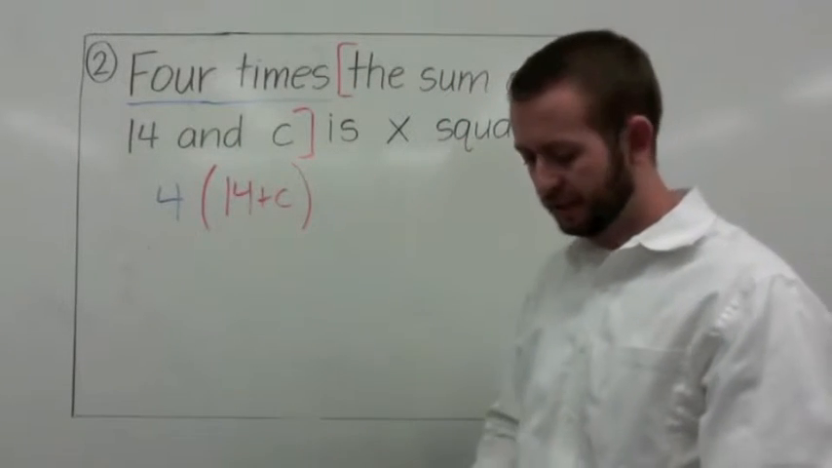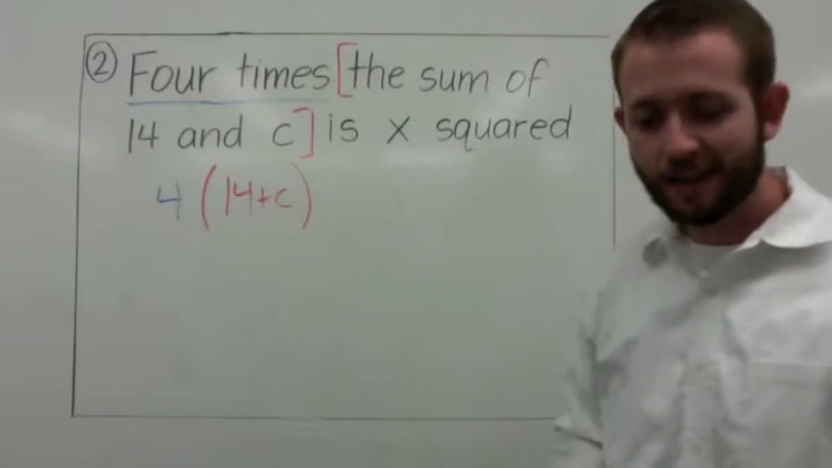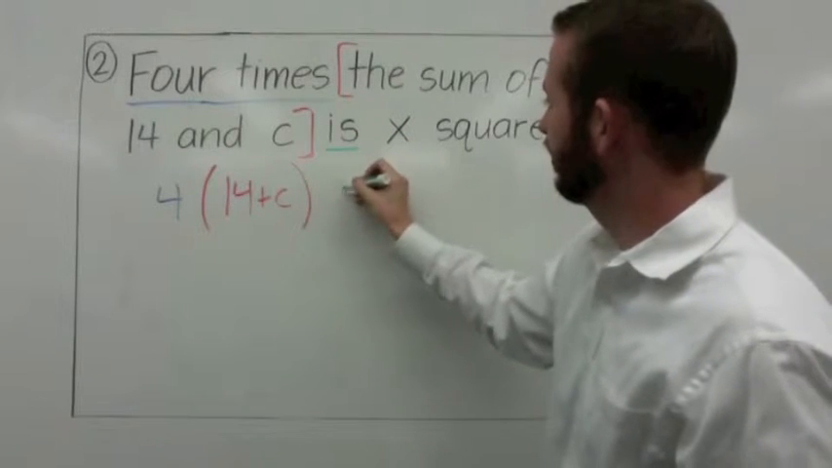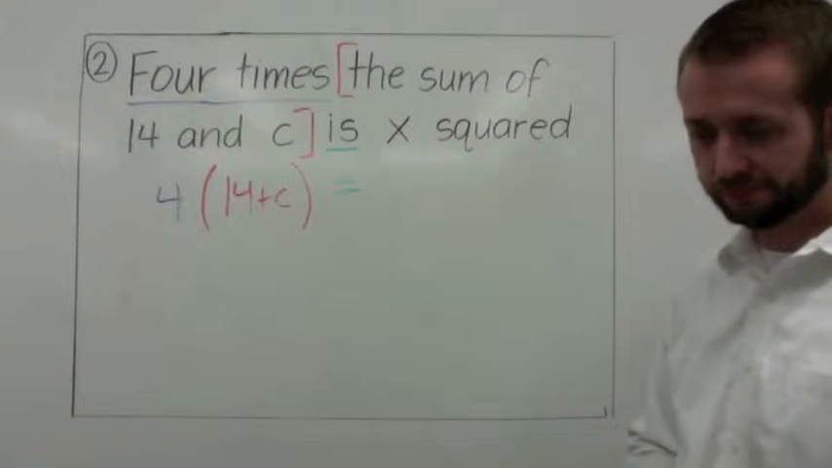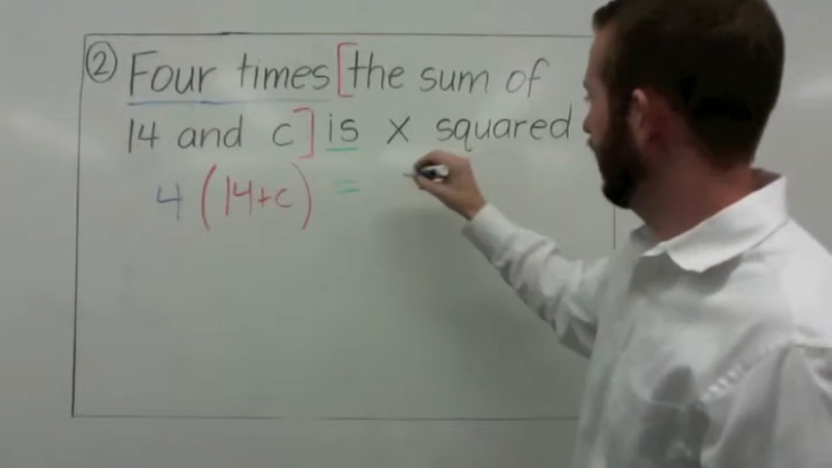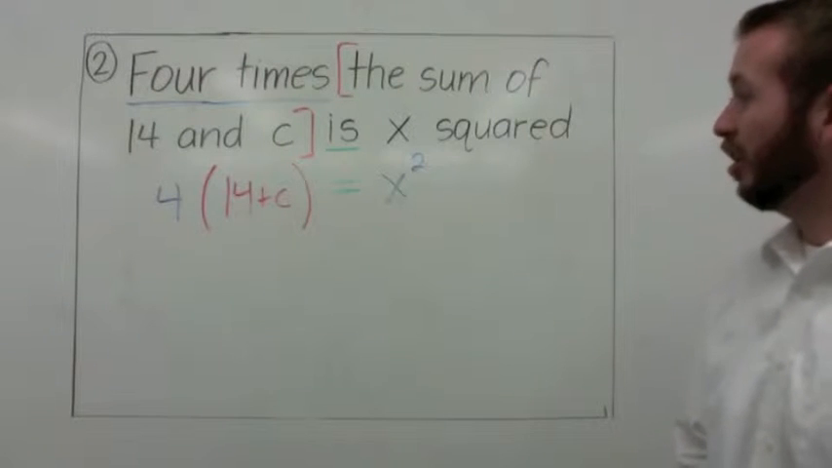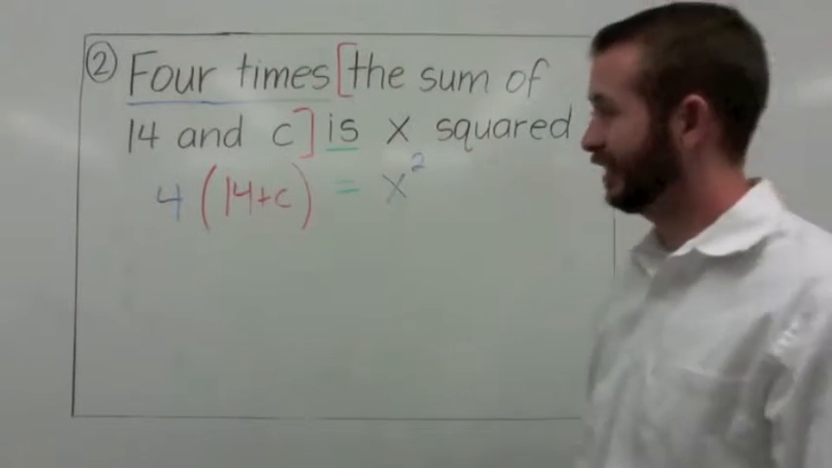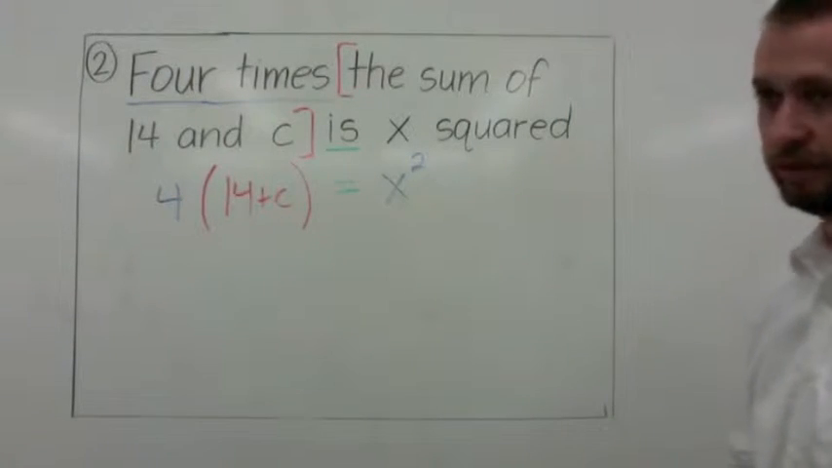All right, let's move on in the sentence. What does this mean? We just went over it. It means equals. Is means equals. Good. And x squared. Yeah, exactly. You're just going to write x with the little 2 up there. That's right. And that is how you will write a sentence out of the math. And this one is not solvable because we have multiple variables in the problem.